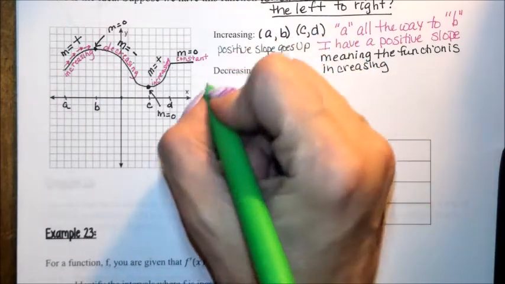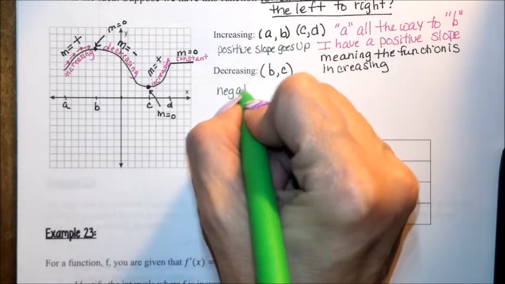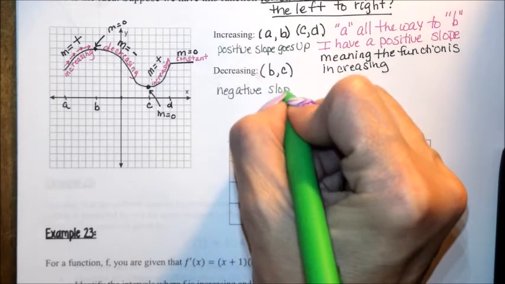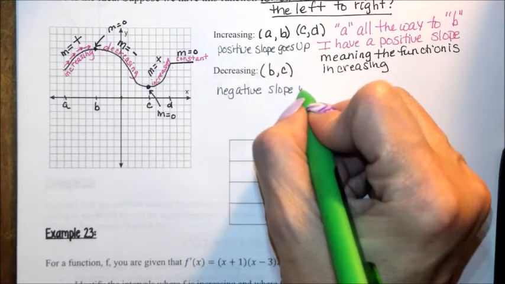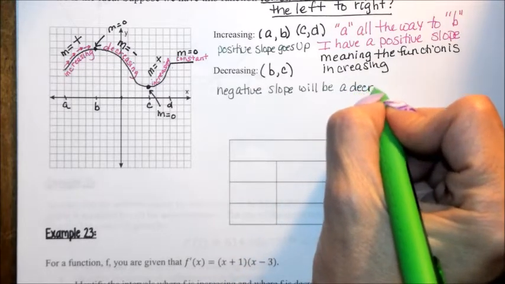Decreasing or negative slope goes down. Negative slope will be a decreasing function.